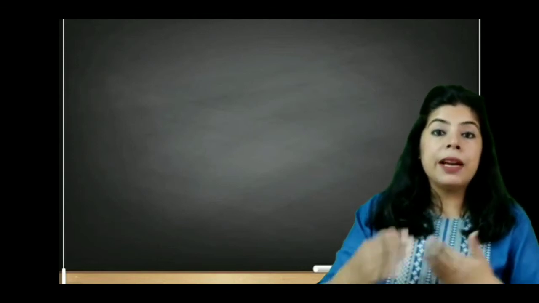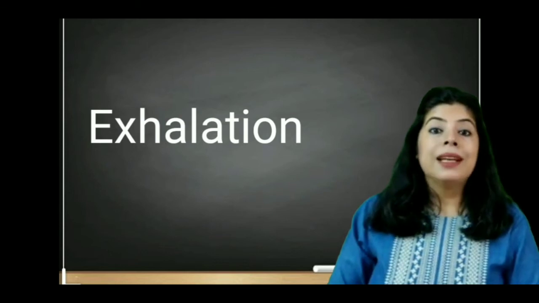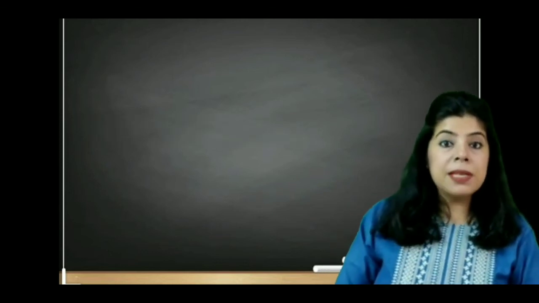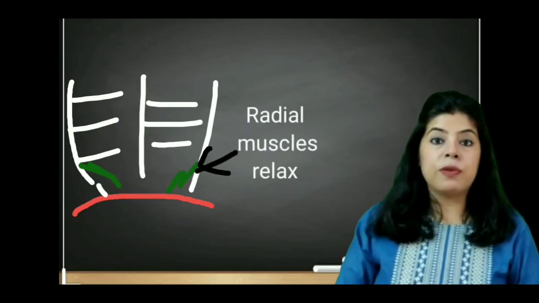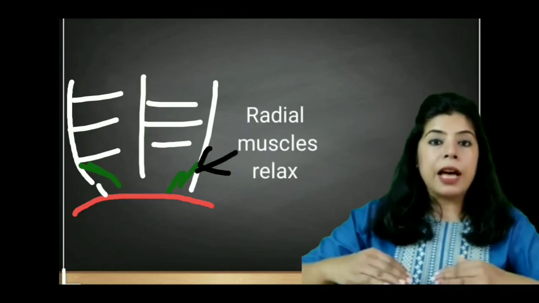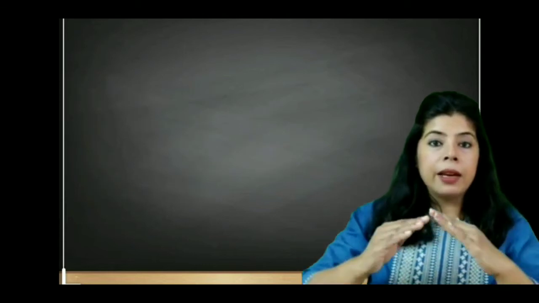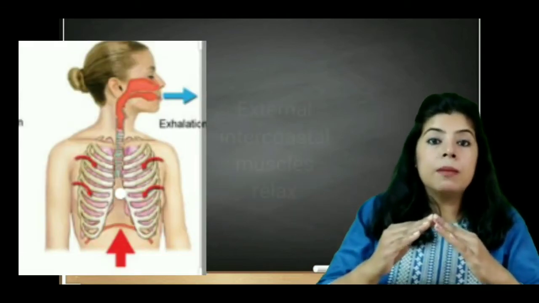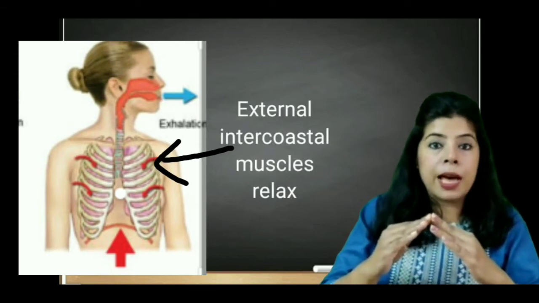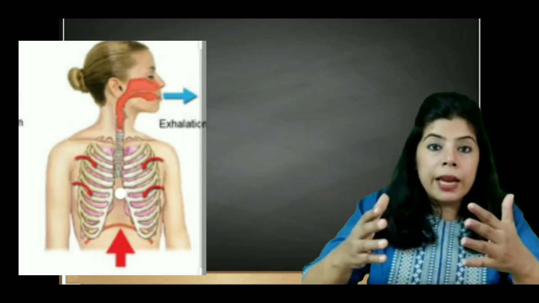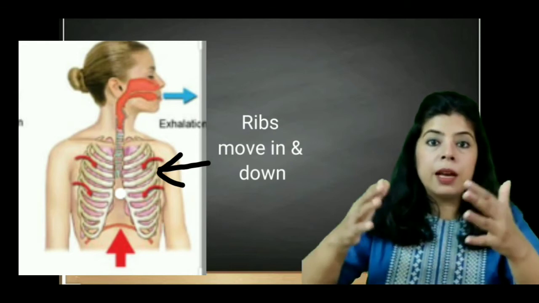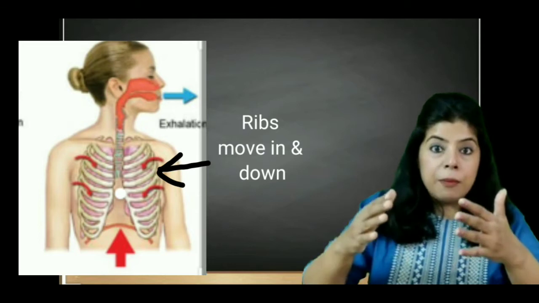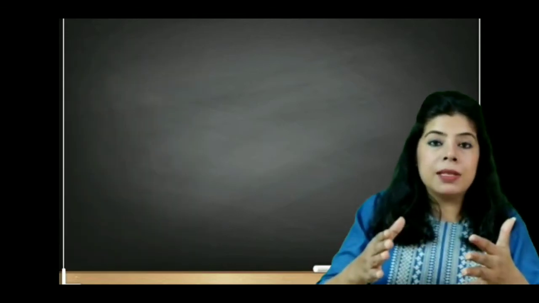And what happens when we are exhaling? All the muscles relax. The radial muscles relax. Relax means they are coming back to the normal position. So when the radial muscles relax, the diaphragm, which was flat, again comes to the dome shape. And the external intercostal muscles between the ribs also relax. So the ribs, which were outside and up, enlarged, also move down and come in because of the relaxation of these muscles.